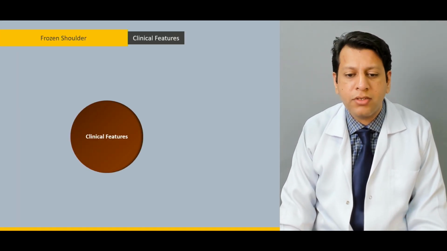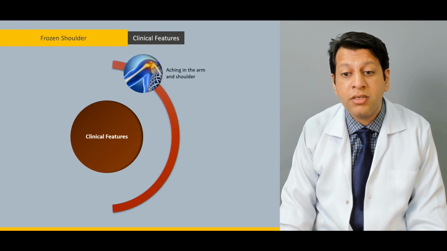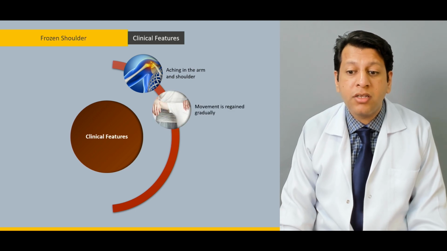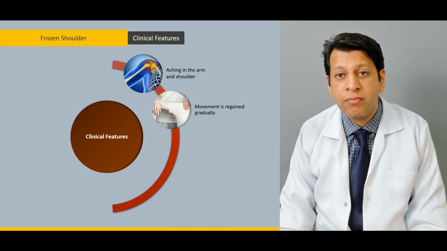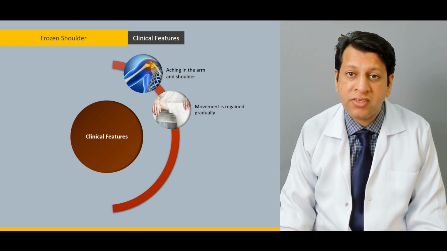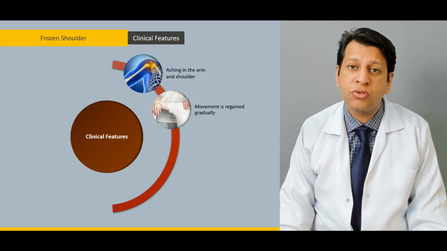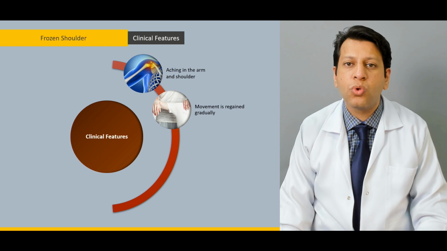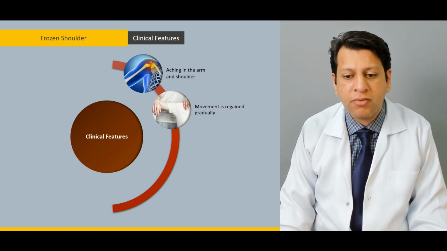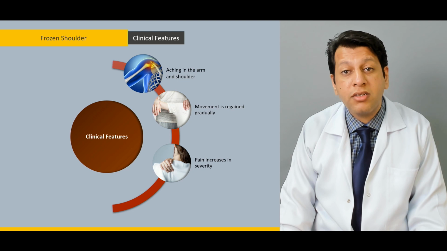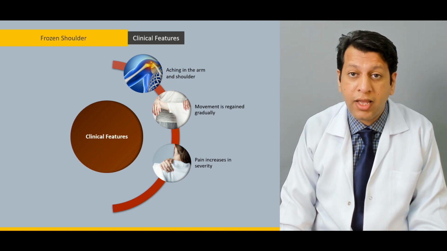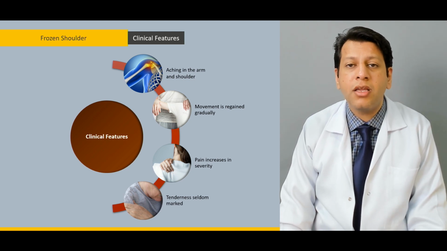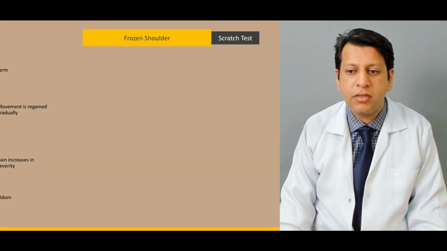What would be the clinical features? Clinical features, as I told you, depend upon the stage. If it is the freezing and painful stage, there is aching in the arm and the shoulder. Initially there is a loss of active along with passive movement as well. When the examiner tries to externally rotate, internally rotate, abduct, or adduct the shoulder, there is also decreased range of motion of passive movement. Pain will increase in severity during the freezing stage, and once the thawing starts, the pain decreases, the tenderness decreases, and there is a slight regain of movement of the shoulder joint as well.